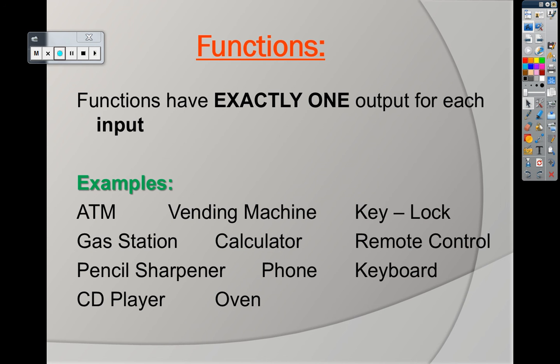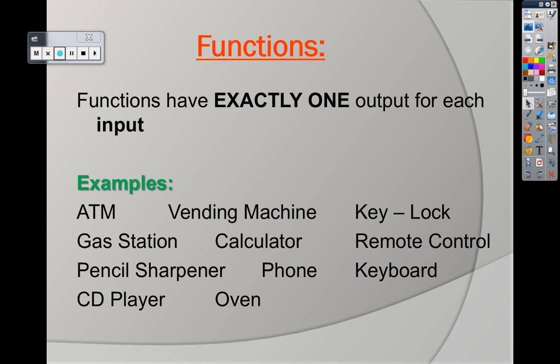Some examples are an ATM machine, a vending machine, a key in a lock, a remote control, a calculator, a gas station, a pencil sharpener. You can read the rest. But with all those things, one thing is put in and exactly one thing happens. So these functions can be represented in many different ways.